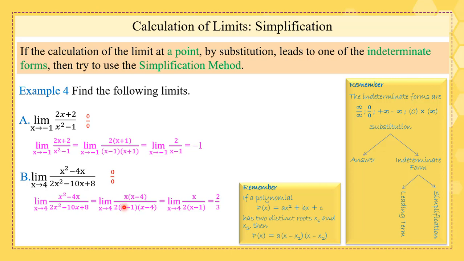Now for the numerator, in order to factorize it, we just take x in common, we get x into x minus 4. And we can simplify x minus 4 and x minus 4 to get the limit of x over 2 into x minus 1. And if we substitute 4, we get 2 over 3.